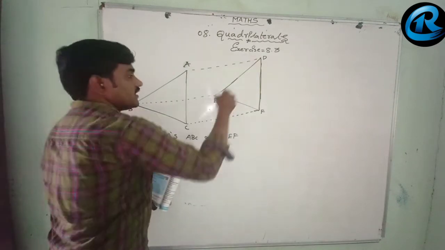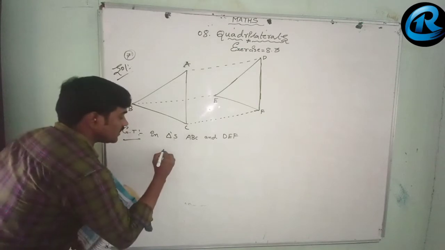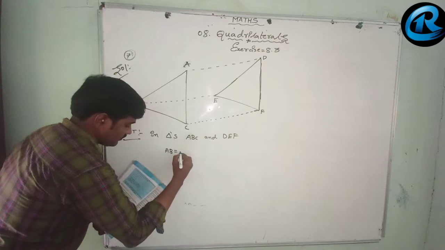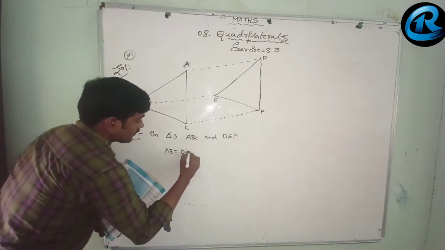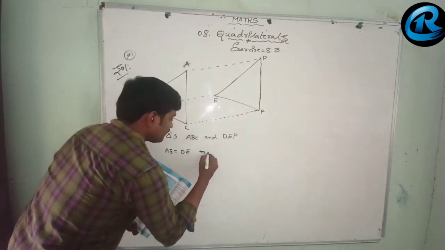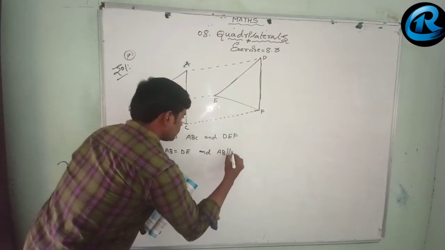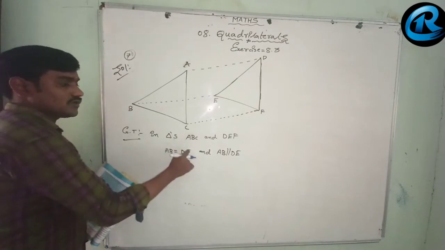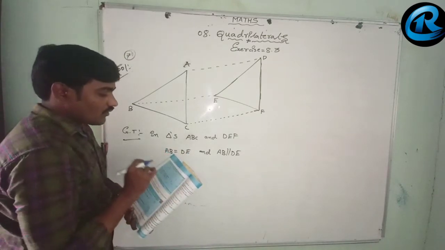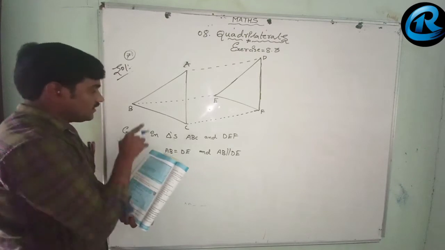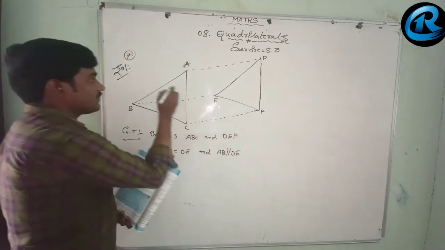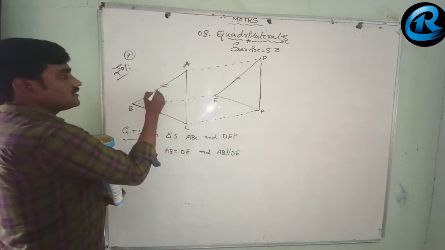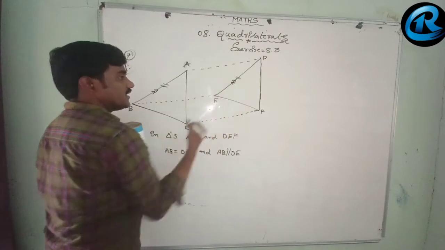AB is parallel to DE, but they have forgotten one thing to tell. You have to mention in the question that AB is equal to DE, and AB is parallel to DE. So this is not given, write it in the question. How can I say that? By writing the next one you can understand. And BC is equal to EF. This AB is equal to DE and this AB is parallel to DE, already given.